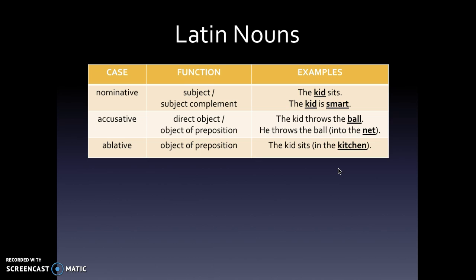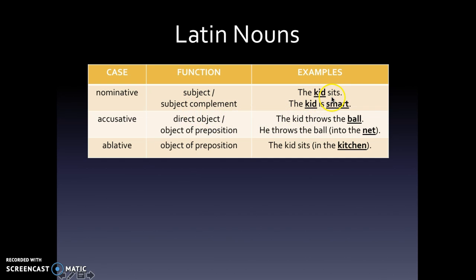Before we launch into our new verb endings, let's do a quick review of our nouns. Remember, we have three different cases: nominative, accusative, and ablative. The nominative has two different functions. It can be the subject. It can also be the subject complement.